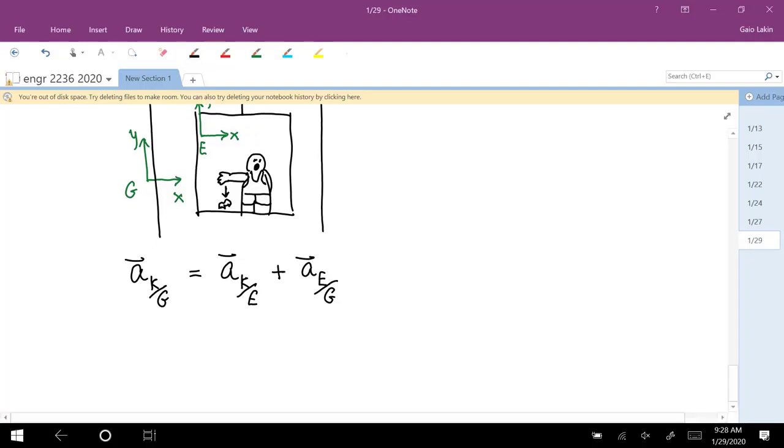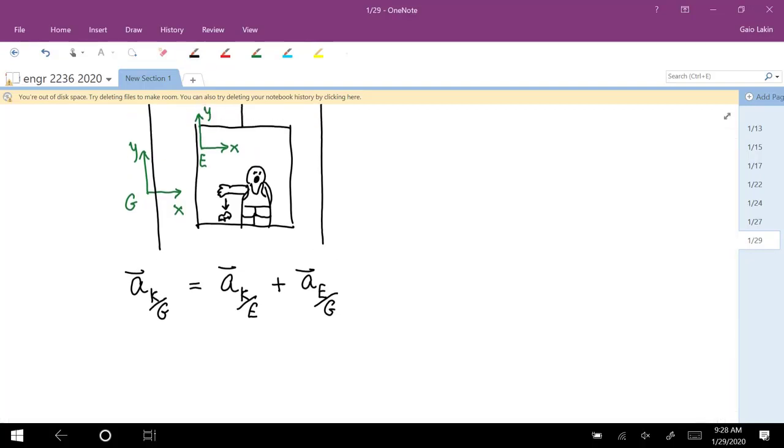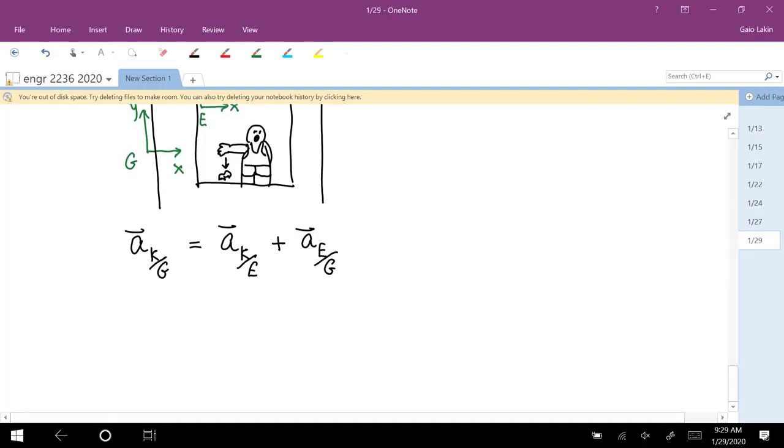So what do we know? In a coordinate system with the y-axis up, as long as this elevator is near the surface of the Earth, which it is, we know that this acceleration is 0, negative 9.81 meters per second squared. And that's equal to the acceleration of the keys as seen by the elevator, which was given in the problem. That's down at 6.5. So this is 0, negative 6.5.